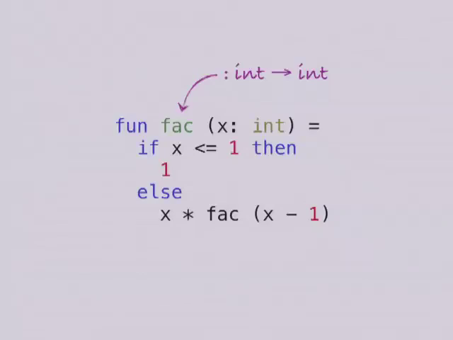ML cannot infer mutual recursion. OCaml can. Haskell can as well. But they punt. Okay? They come back to it later, and they do a larger second inference step. It's hard to do that.